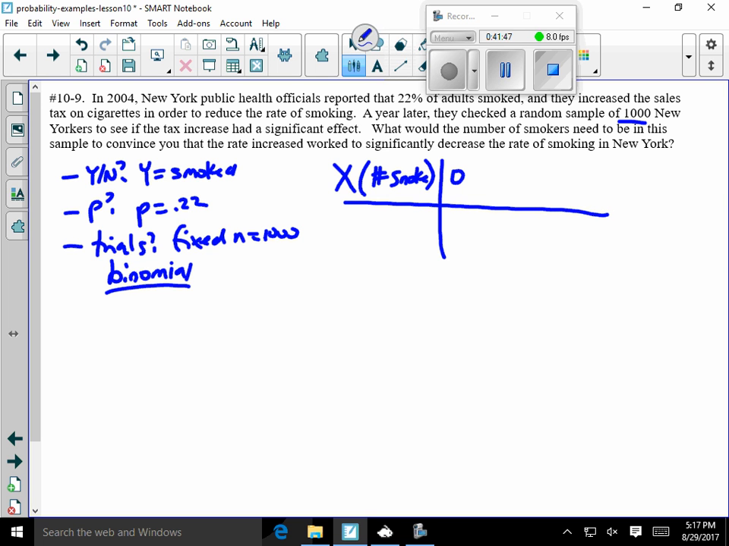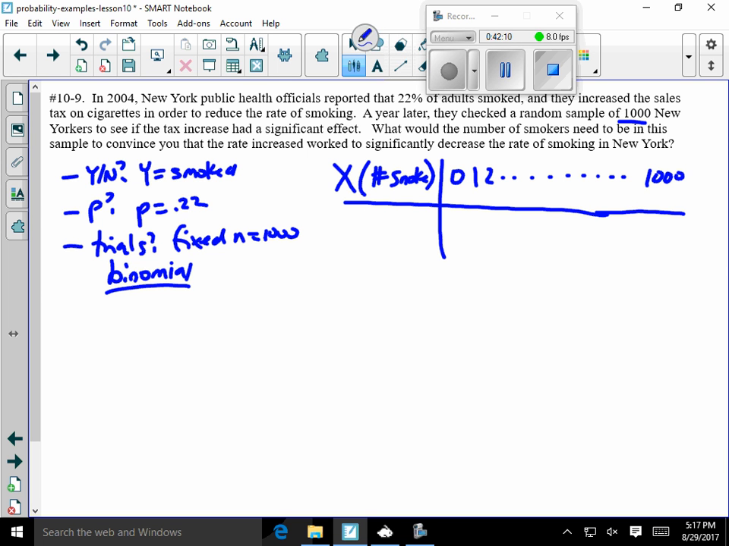None of them could smoke, one of them could smoke, all the way up to all 1,000 of them could smoke, right? Any of those are possible answers in this discrete probability problem, right? So the question asks, what would the number of smokers need to be in this sample to convince you that the rate increase worked, right? So what would we expect?